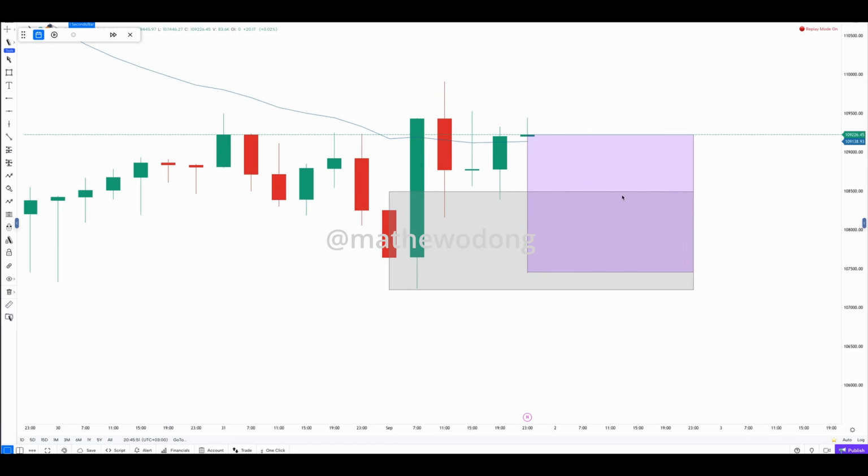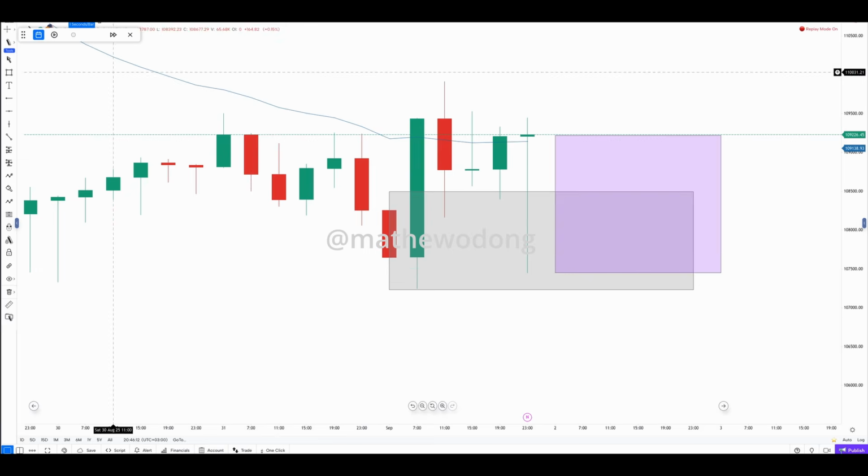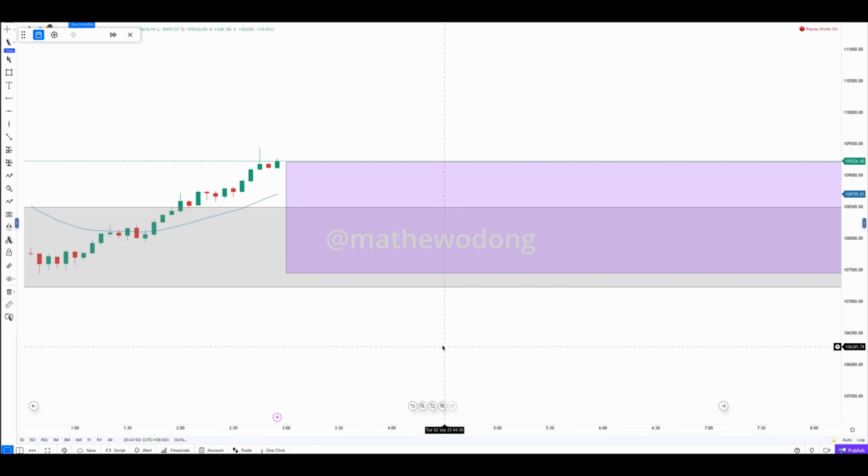Now the entries are going to be when the market pulls back inside of this purple zone, then we can get entries. But before we do that, we need to move this box forward so that it gives us room for the next candles to come and print. So let's now go to the 5-minute chart. All right, guys, so we are on the 5-minute chart.